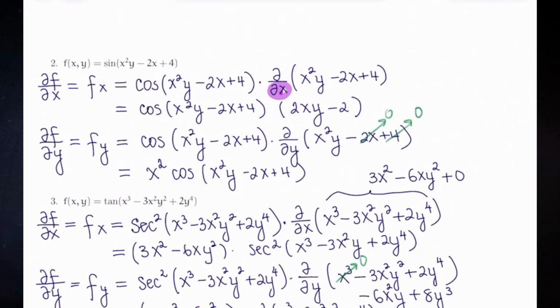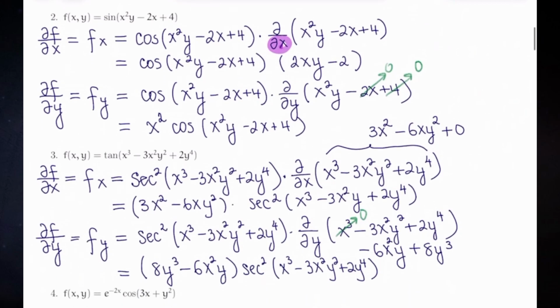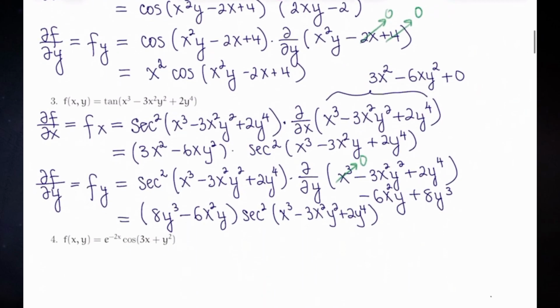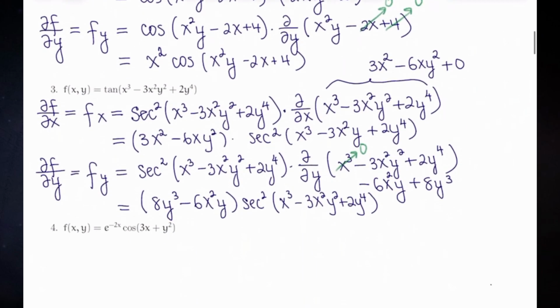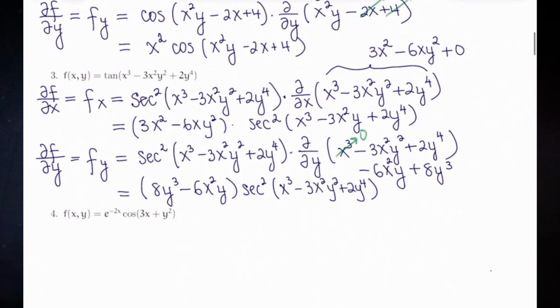I believe I have one more problem to discuss. Yes, let's go ahead and take a look at this one here. We have a product of two functions: e to the negative 2x times cosine of 3x plus y squared. Let's go ahead and do this problem. So df dx, or f sub x. We're going to do this by applying the product rule.